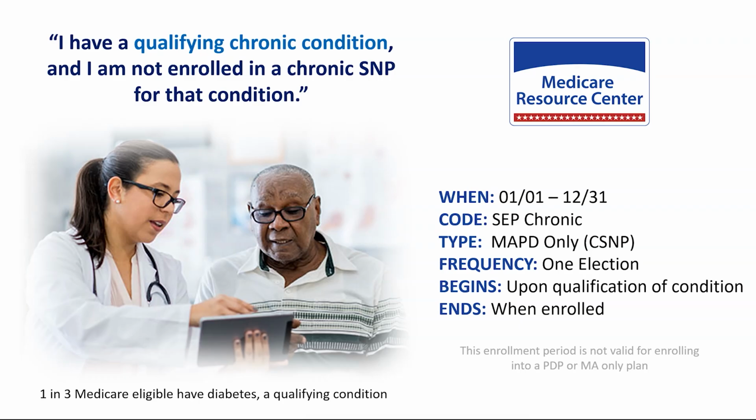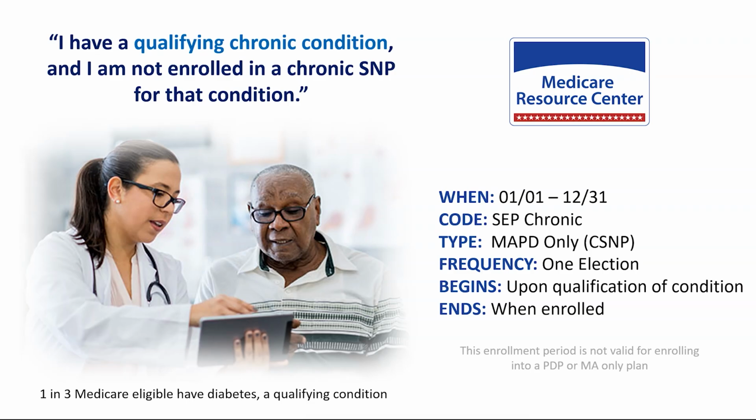Now, you can use this anytime during the year. The code is SEP chronic. Okay, it's only a Medicare Advantage plan that covers Part D. They don't make MA-only C-SNP plans, and you can't do this for a PDP. You get one election. Okay, it begins upon qualification of the condition and ends when enrolled.